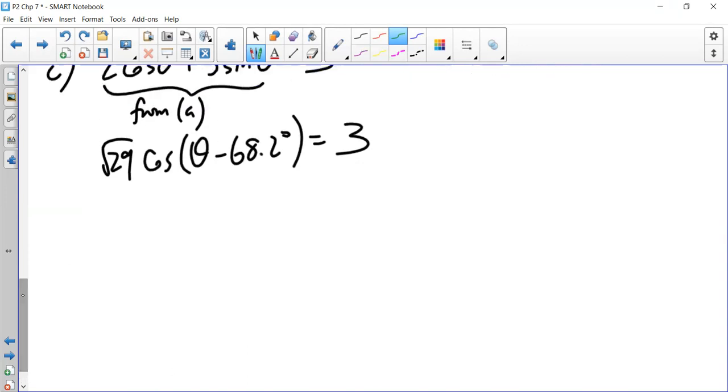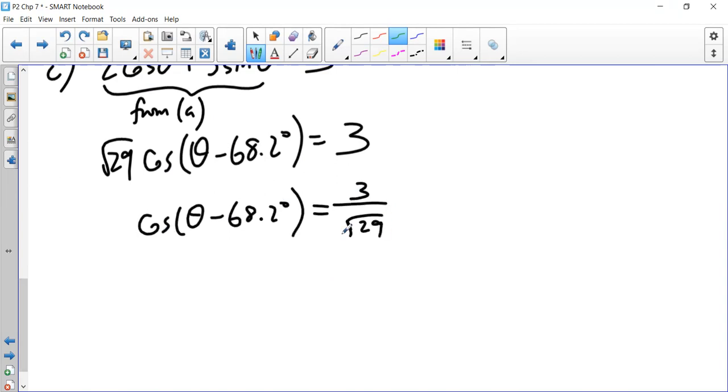So to find theta, first get rid of root 29. So cos of theta minus 68.2 degrees equals 3 over root 29. When you see an equation like this, don't fret. Step by step, think about what you want to find. You want to find theta, so theta is the innermost layer. Like an onion, peel from the outside. Root 29 was the outermost layer, the brown layer. Remove it by dividing both sides, because it's multiplied, so the other side is divide.